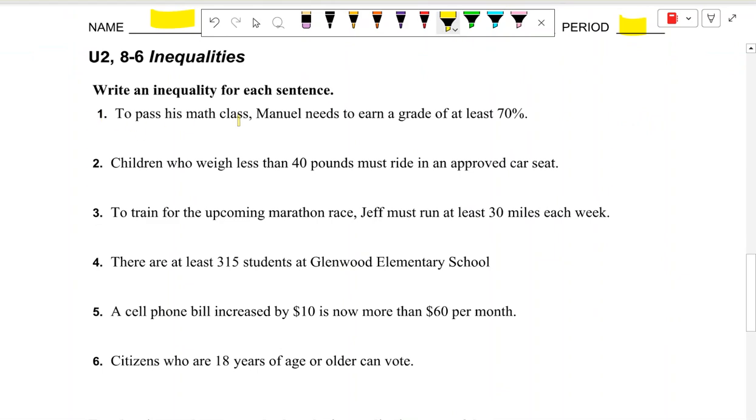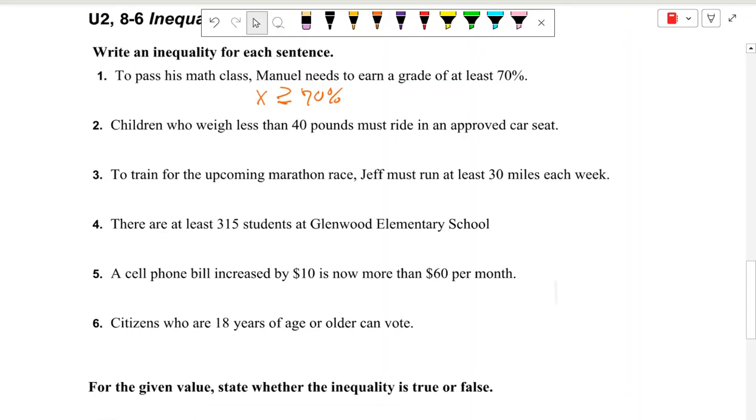Number 1, to pass his math class, Manuel needs to earn a grade of at least 70%. So we're going to be careful when we do this. His grade needs to be at least 70%. So we're going to do x. His grade needs to be at least that, so it can be 70%, so or equal to, or greater than 70%. So he wants at least a 70. So he'll take the 70 or he'll take anything higher.